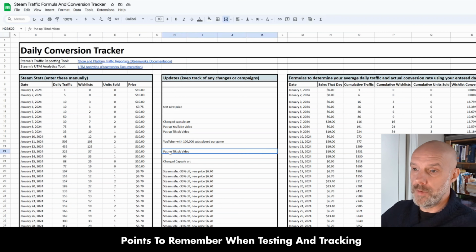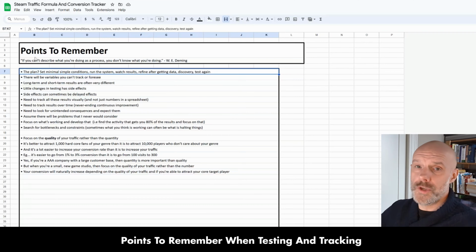So there might be a delay, and you might have put up a TikTok video, and you might assume that TikTok video was the reason for the spike, but it could have been something that you've done before. So you've got to expect there will be delays in the results. Also, you've got to know that even the smallest changes in testing can have side effects. So even if you change your capsule art, it might have a lot of side effects that you might not have considered, right?